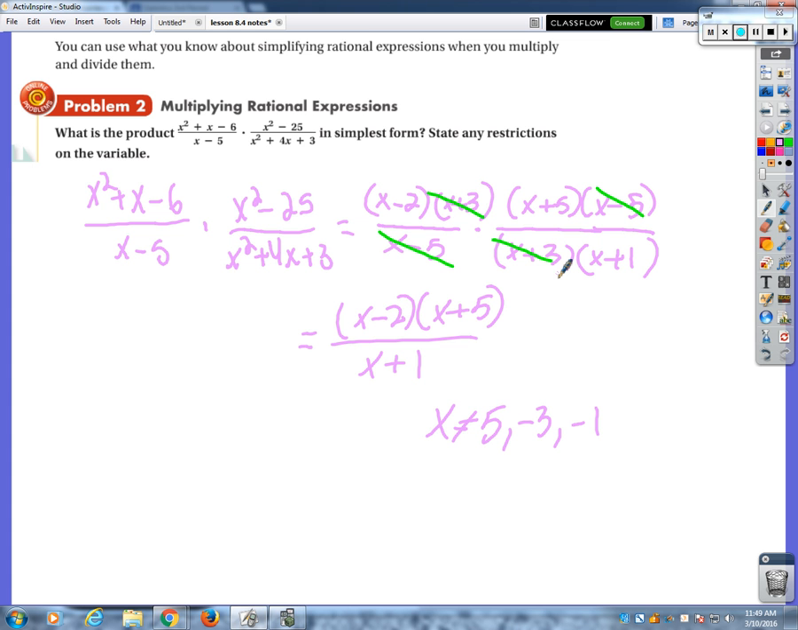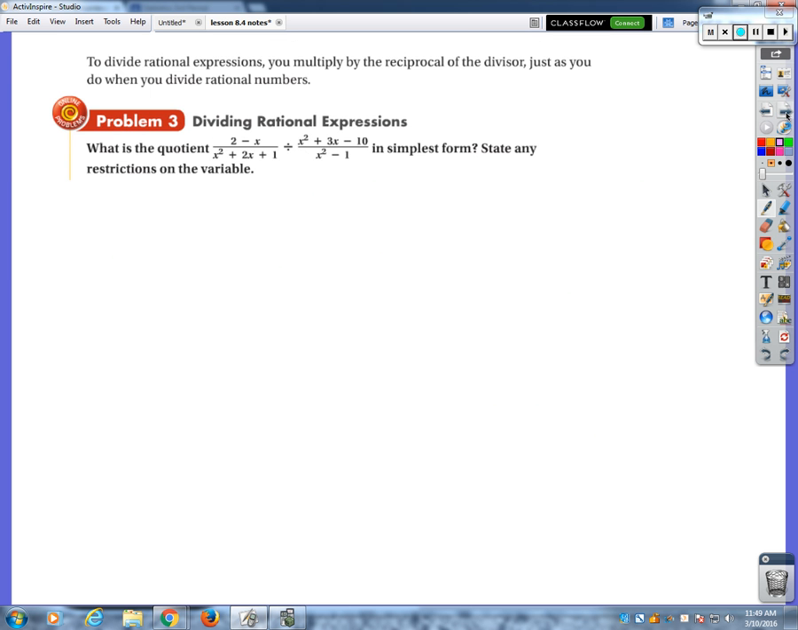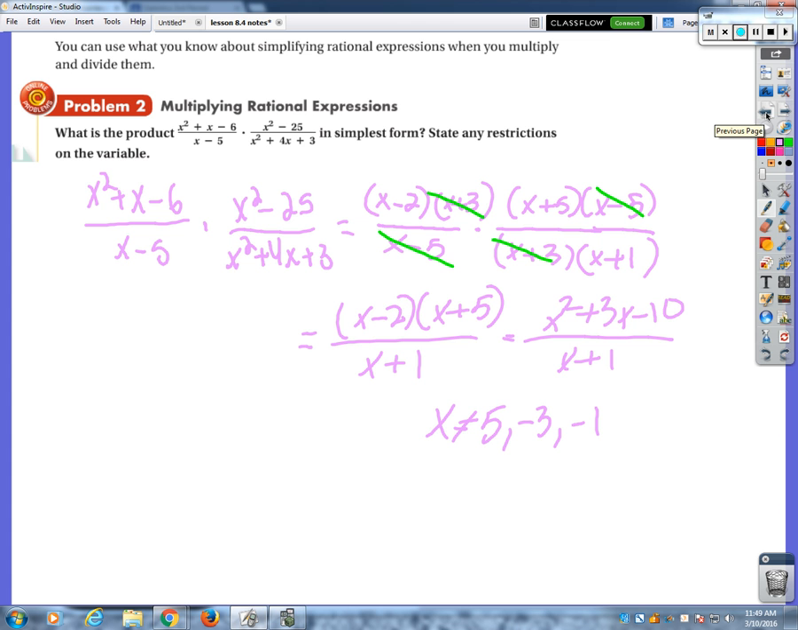Bailey? You could multiply it out if you wanted to, but you don't have to. So you could write this as x squared plus 3x minus 10 over x plus 1. Either one of those is fine. Not too bad, right? Just factor and cancel, factor and cancel, factor and cancel. Okay, so we are going to stop there. We're going to talk about dividing tomorrow, but dividing is really, really simple also.